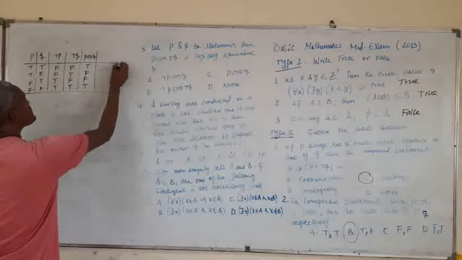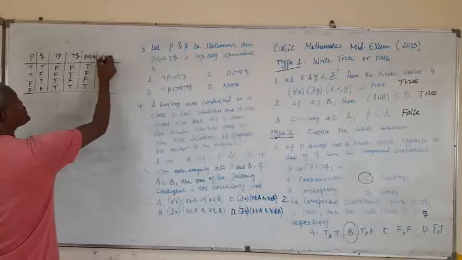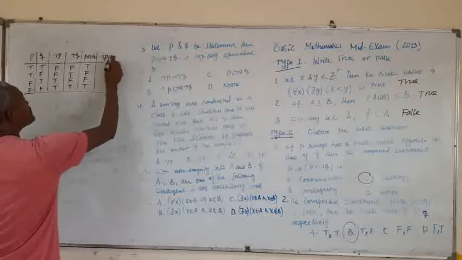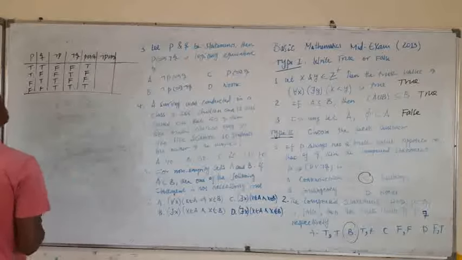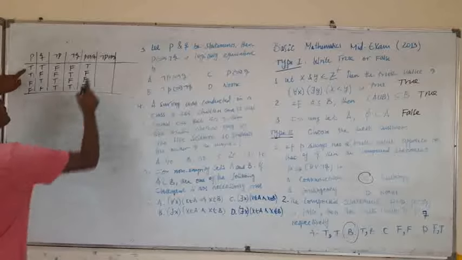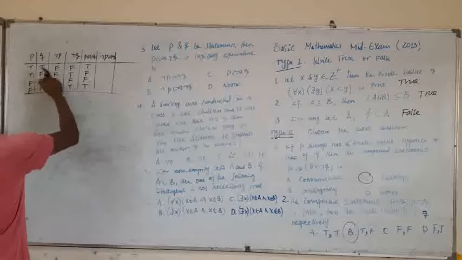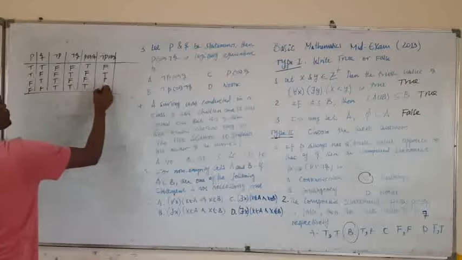And the next one is negation of P implies Q. So what will be the truth value for this one? Negation of P is here, implies Q. False implies true is true, false implies false is true, true implies true is true, true implies false is false.